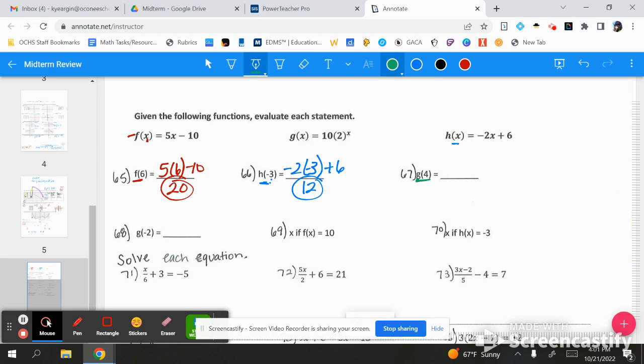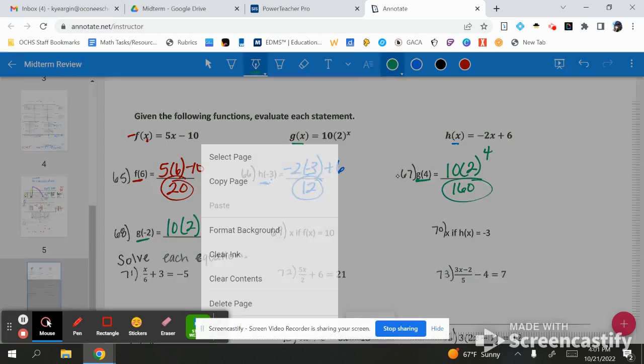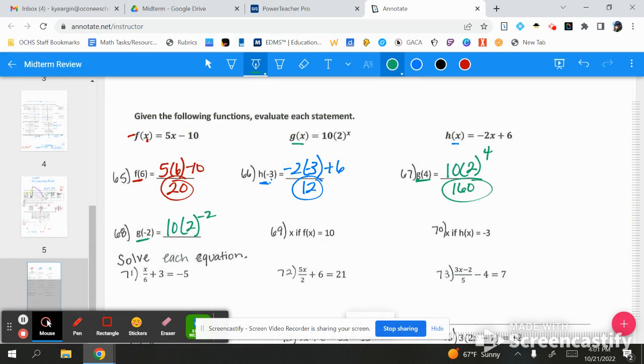Then I see the problem g, so I'm going to use this equation. 4 replaces the x. So I'm looking at 10 times 2 to the 4th power. I'll plug that into my calculator, and it's going to give me 160. Here again, I see g of -2, so I'll plug in 10 times 2 to the -2 power, and that's going to give me 5 halves. If you want to turn that into a decimal, 2.5, I'm fine with that as well.